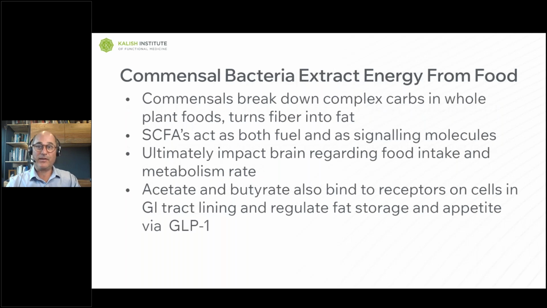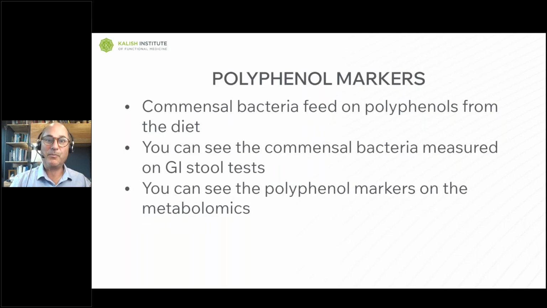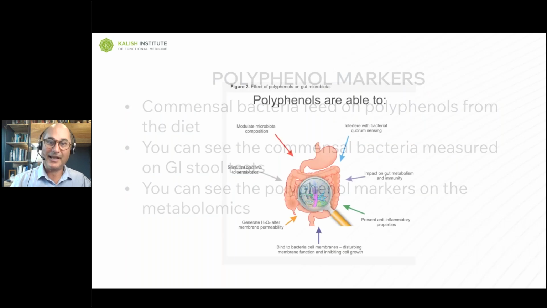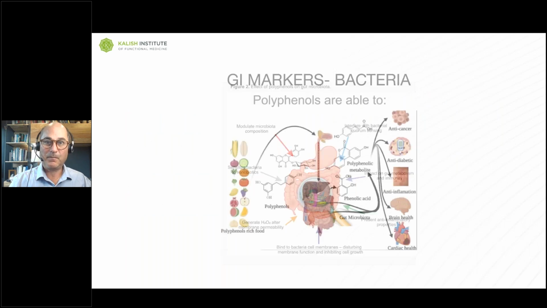Okay, so there's this, the fiber part, and then there's this, the polyphenol part. So commensal bacteria feed on the polyphenols from the diet. That's your blueberries and cranberries and green tea and okay, maybe chocolate, okay, maybe. You can see the commensal bacteria measured on the GI stool tests. All of them measure it. We'll look at a bunch. And then you can see the polyphenol markers on the organic acids or metabolomics.